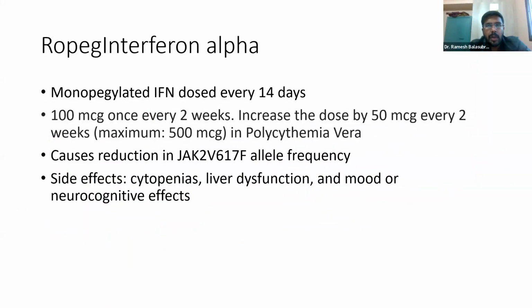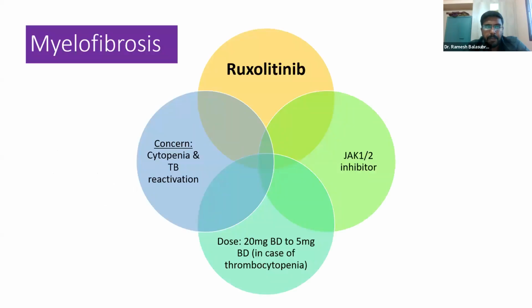So move to polycythemia vera. It's ropeginterferon alpha. This is a monopegylated interferon formulation dosed fortnightly, and the dosage is 100 microgram once in 2 weeks. You can increase the dose by 50 microgram every 2 weeks to a maximum of 500 micrograms in polycythemia. This is the only drug in polycythemia which causes a reduction in the allele frequency of JAK2 V617F. The main side effects are cytopenia, liver dysfunction, and mood or neurocognitive effects.